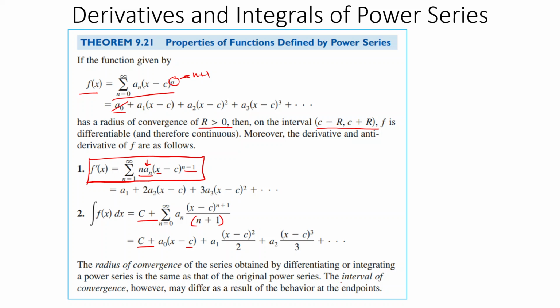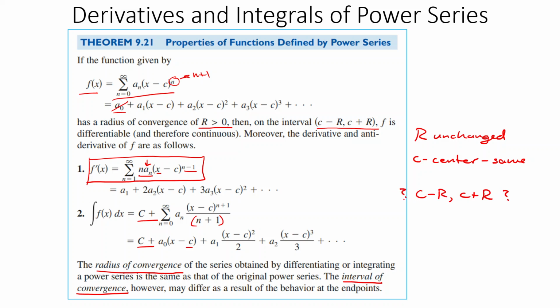But the neat thing about this is the interval of convergence and the radius of convergence and the center all stay the same. So the radius is unchanged. The center is also unchanged. It's also still the same. So we still basically have the same interval, c minus r and c plus r. The only question is what happens at the endpoints? Because it may change at the endpoint.